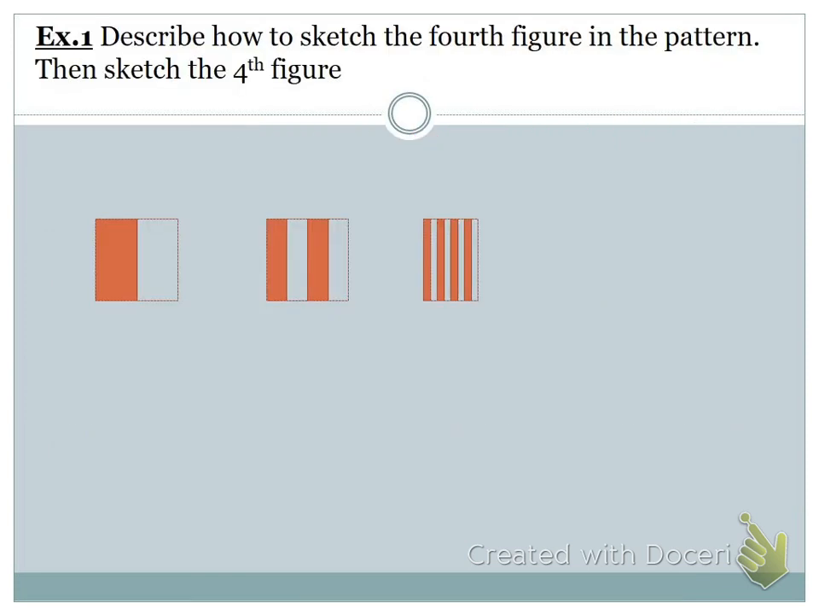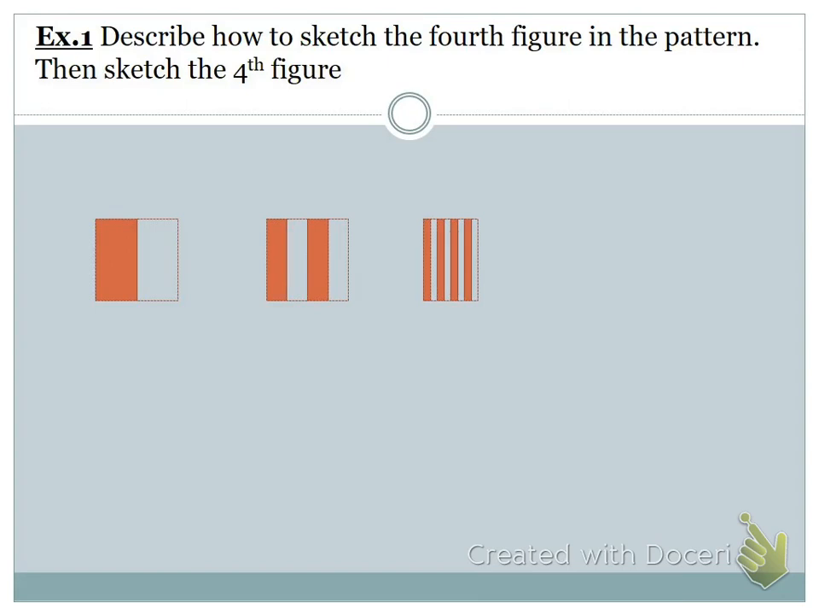We are given the set of figures. We are asked to describe how to sketch the fourth figure in the pattern and then actually sketch it. Now, I believe the ones on your printed notes page, despite the shading not picking up, is a little more accurate than on the board. This last figure should be stretched out a little bit more. On your paper it is, on the board it didn't turn out that way. So we are both asked to describe how to sketch it and to actually sketch it. Now we don't have to be artists, but it should be reasonable.